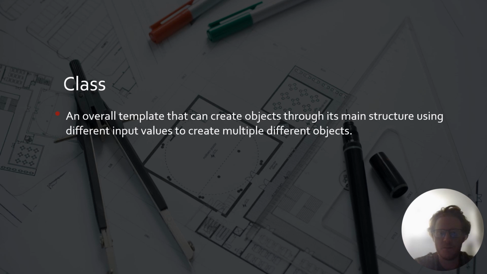Classes are an overall template that can create objects through its main structure, using different input values to create multiple different objects. This is in direct reference to portions of our scripts that can be written in multiple different languages. This helps us continually put data through these classes and create new objects through the classes without having to rewrite programs and scripts for each portion.